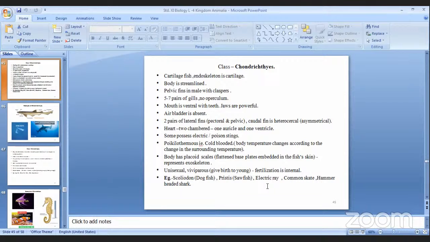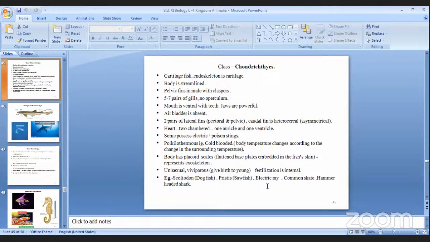Then the heart is 2-chambered, 1 auricle and 1 ventricle. Some possess electric organs or poison stings. They are poikilothermic, I told you the meaning of poikilothermic, that is cold-blooded, right? That means the body temperature changes according to the change in the surrounding temperature.